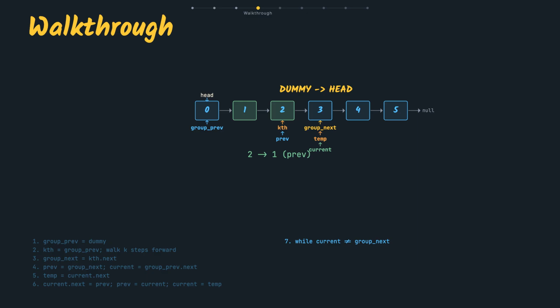Current is now node 3, which equals group next. Stop. The group is reversed. 2 then 1.